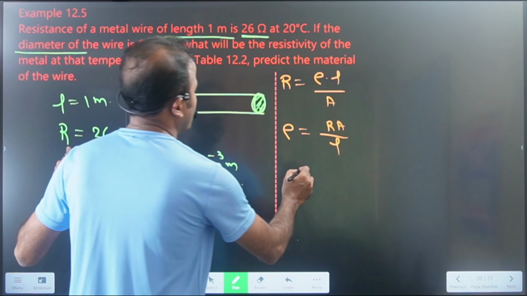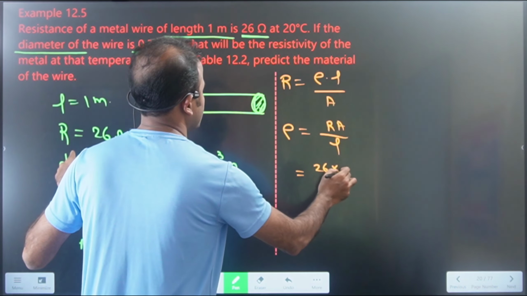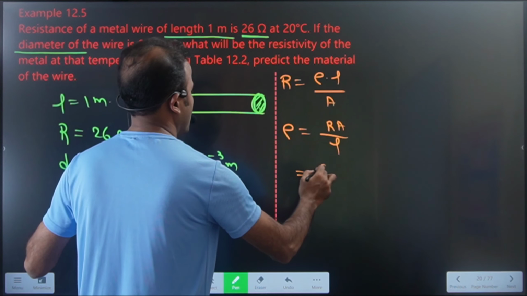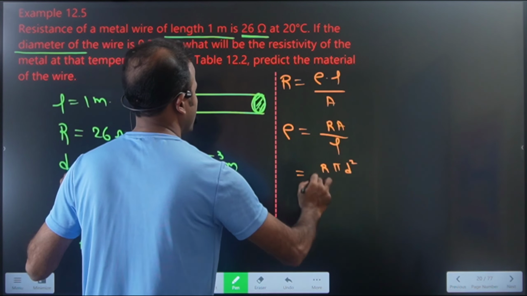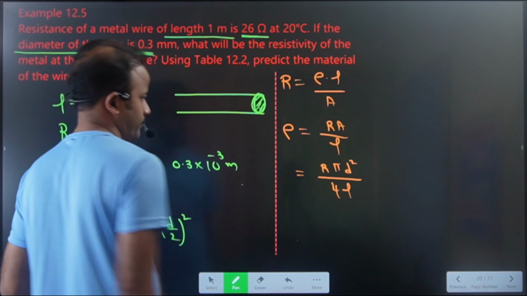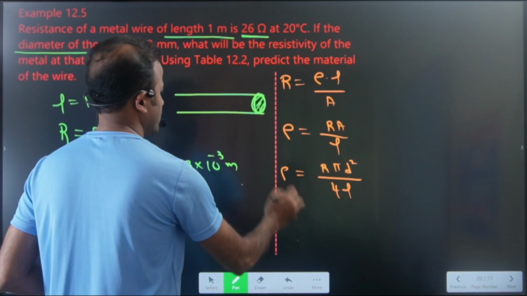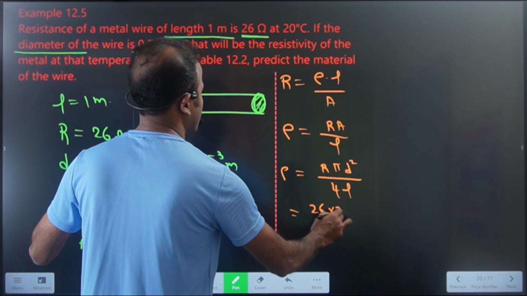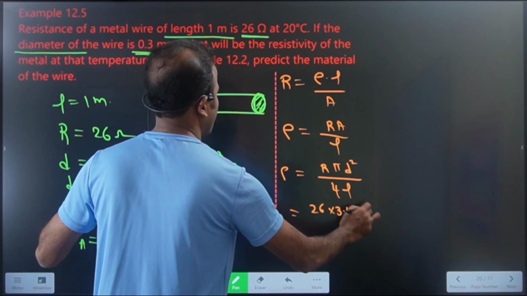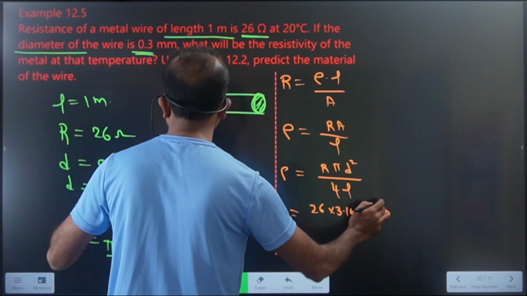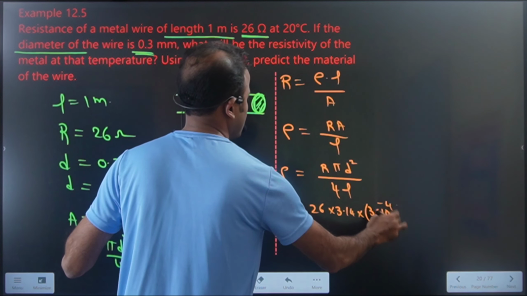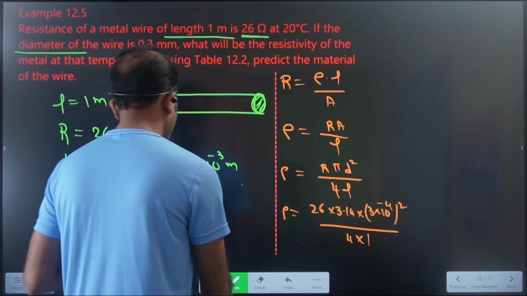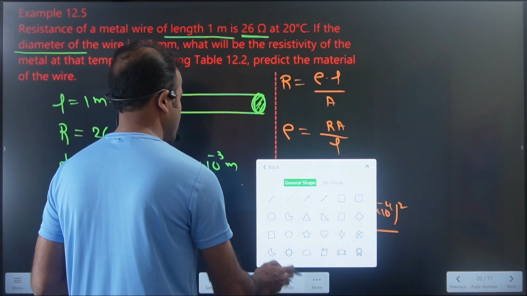What is the value of R given? That is 26. First you convert this formula into a convenient form: R into pi d square by 4 into L. Now you substitute the values here. So the R value is 26, the pi value we already know is 3.14, and the diameter value is 3 into 10 to the power of minus 4, whole square, by 4 into 1. When you do the calculations, you will get the answer here.